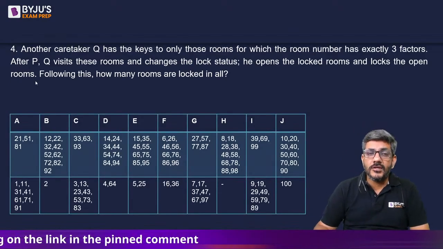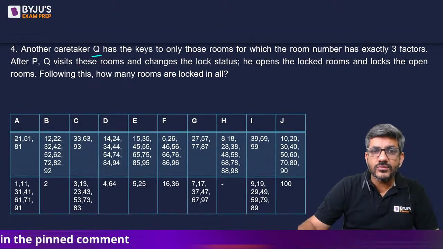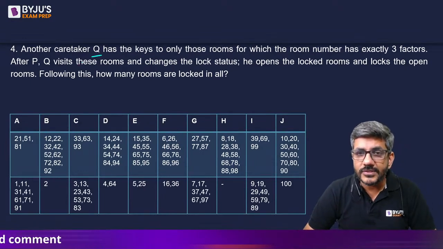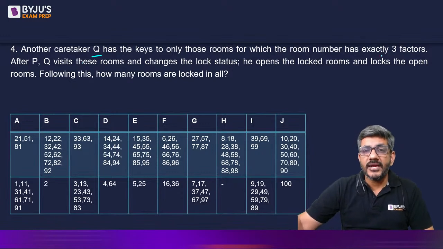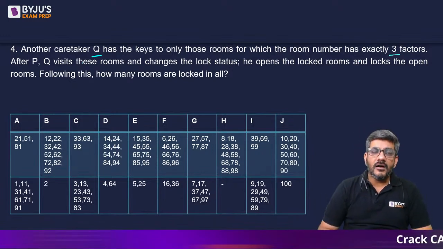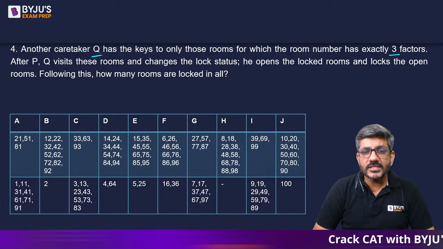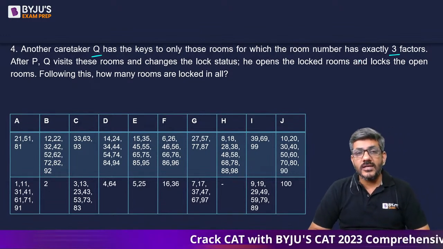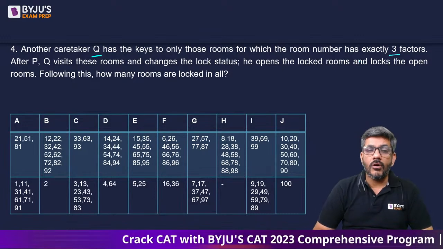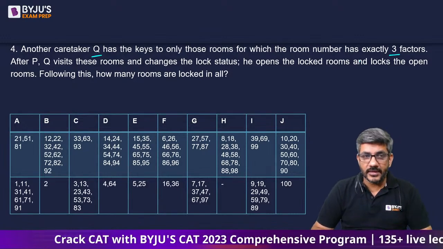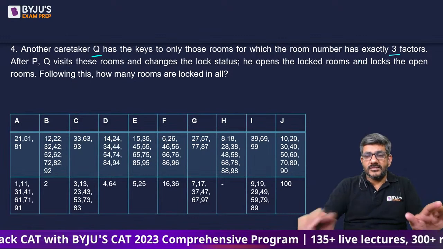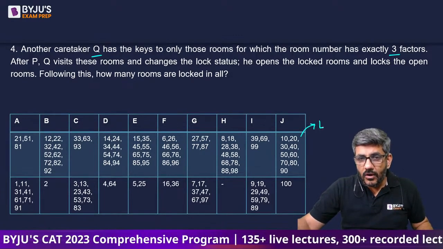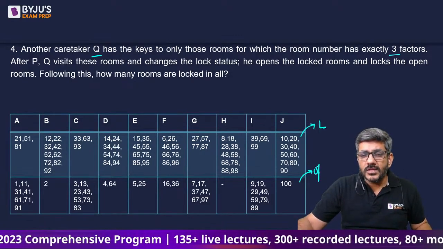Another caretaker Q has the keys to only those rooms for which room number has exactly 3 factors. After P, Q visits these rooms and changes the lock status. He opens the locked rooms and locks the open rooms. Following this, how many rooms are locked in all? तब कितने rooms locked होंगे ये बताइएगा. So current situation is this, that all these rooms are locked, all these rooms are open.